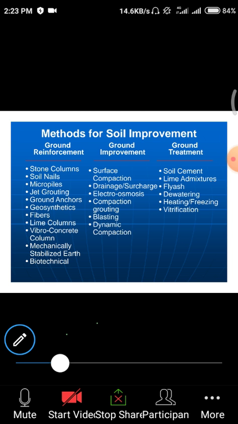Next, the last one is the biotechnical. Biotechnical means bio, meaning living organisms, some amount of bacteria and others. That means only related to bacteria. Nowadays, after 2010, we are having bacterial concrete. That means some amount of fungus-like materials are used to cure the concrete without having water.